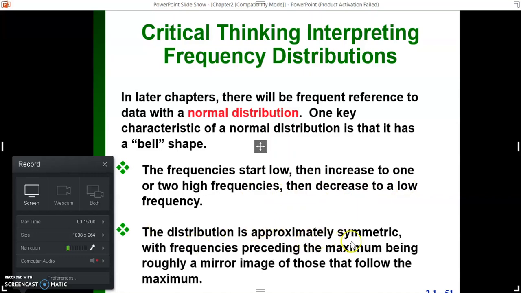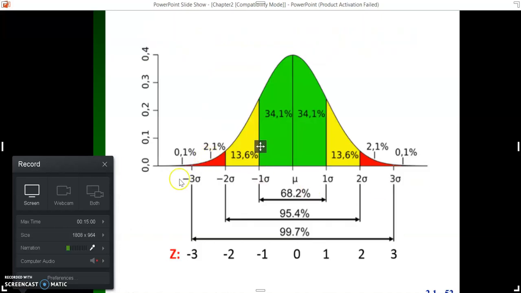Or the distribution is approximately symmetric, with frequencies preceding the maximum being roughly a mirror image of those that follow the maximum. When I show you the graph later, you will see how to identify whether it is a normal distribution or skewed to the right or the left. So here's an example of a normal distribution. You can see this shape as a bell. In the middle line, you see it is symmetric about both sides.